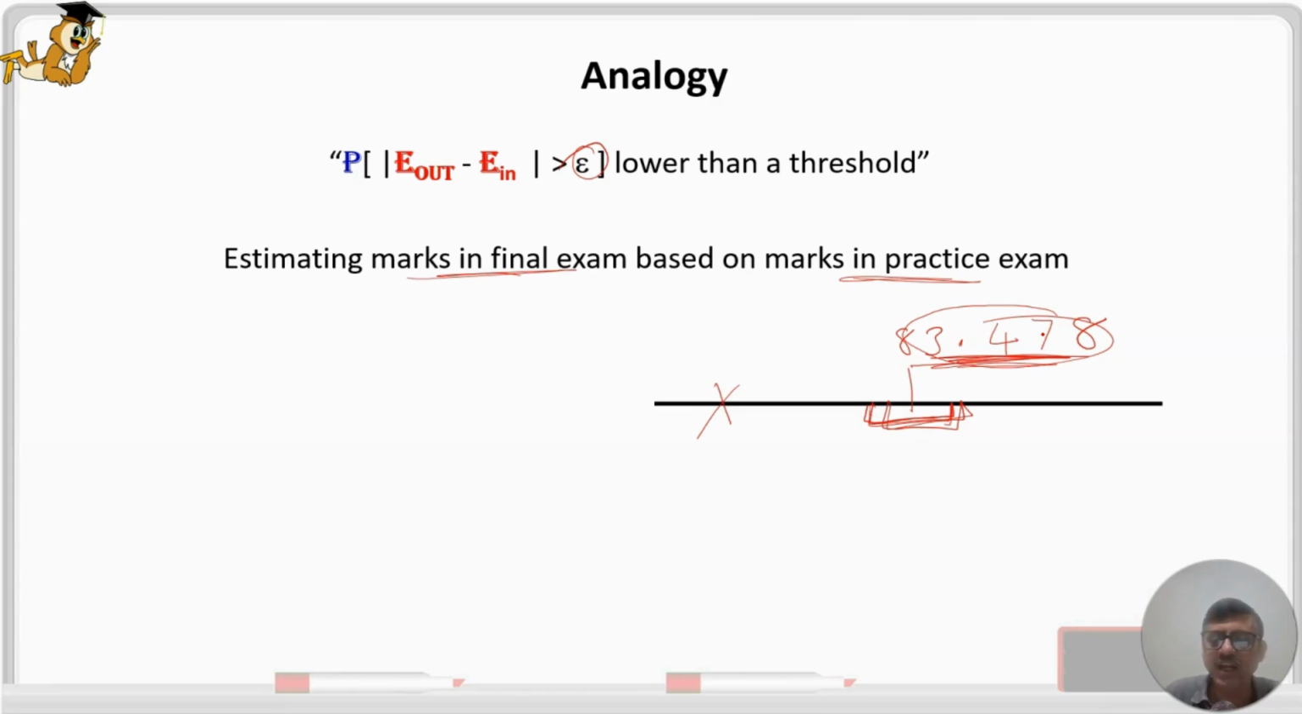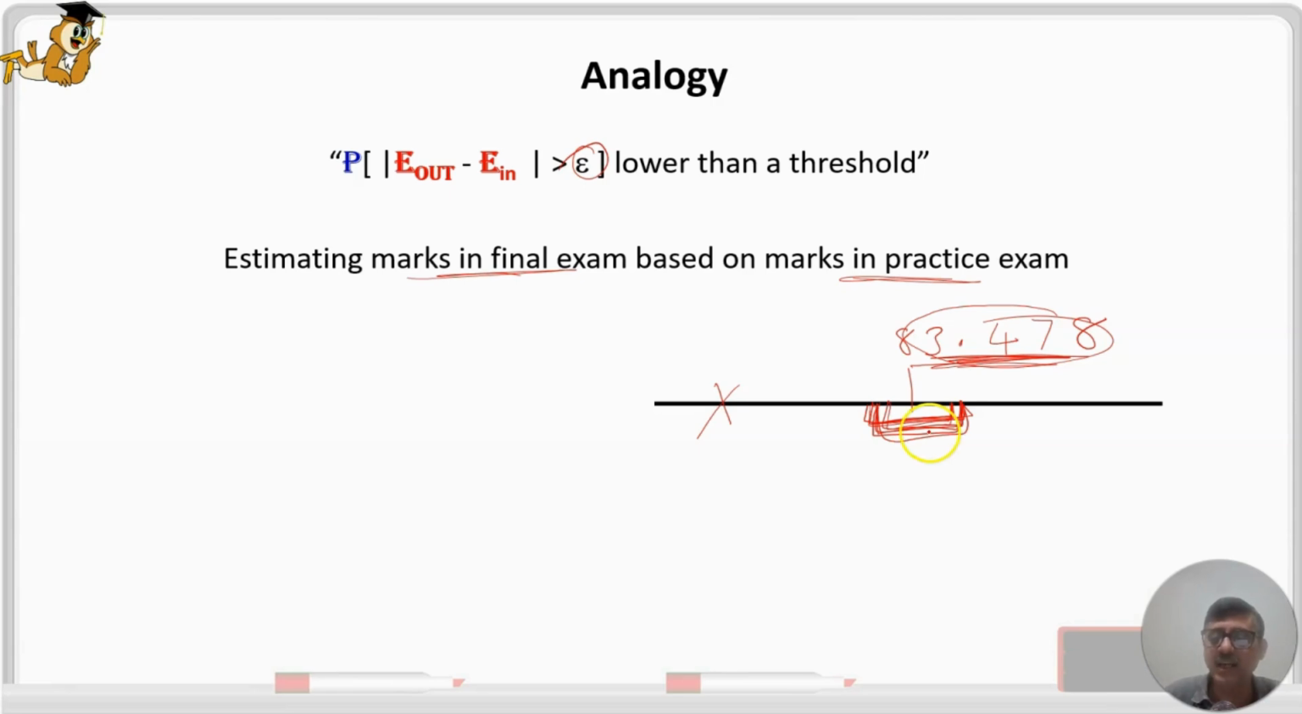The last question we asked is: is it possible for you to say that the marks he gets in the final exam will lie in a certain interval around 83.478 with some probability? Is it possible for you to guarantee that? In certain conditions, yes. The answer to that question is yes.